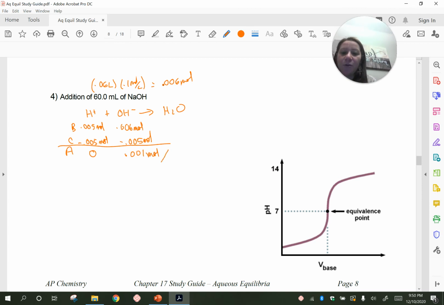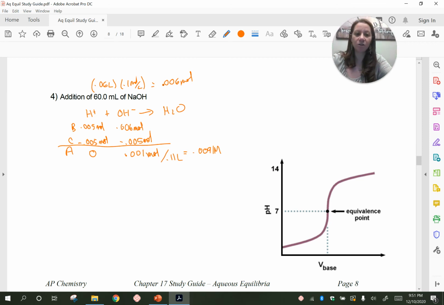Let's divide by the total volume so we know the molarity, since this is just moles. I have 50 mils of the acid, 60 mils of the base, so 110 mils total, so 0.11 liters total. And so this is 0.0091 molar.